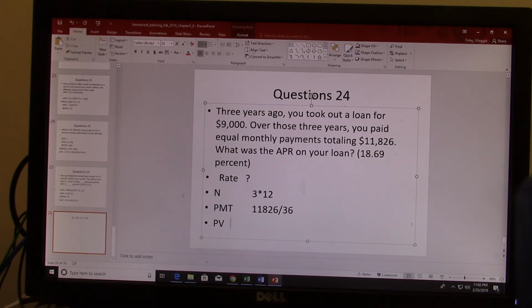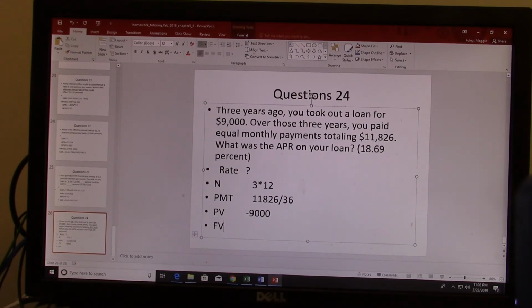The next one is PV. The loan is $9,000. We should add the negative sign in front. Future value, the ending balance, is 0 here. So the question is asking for the rate. Once we get this rate, we multiply it by 12, and that's the APR.